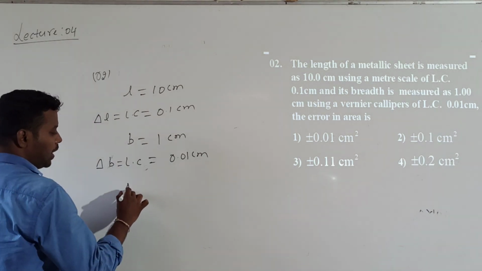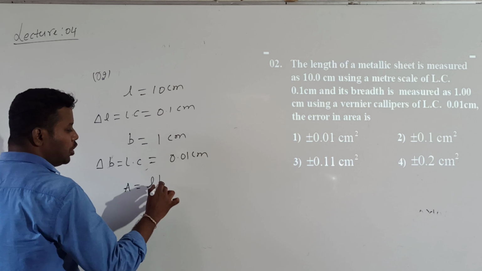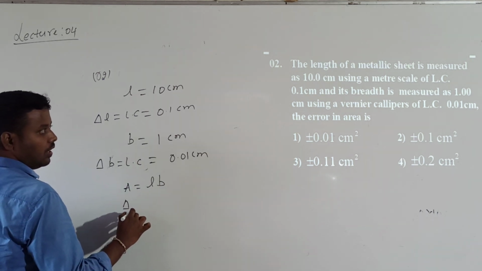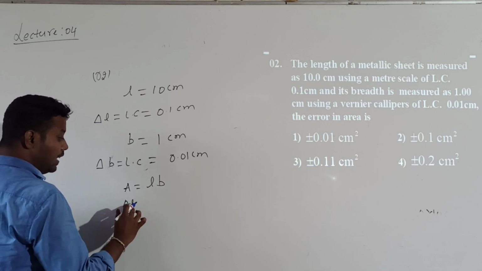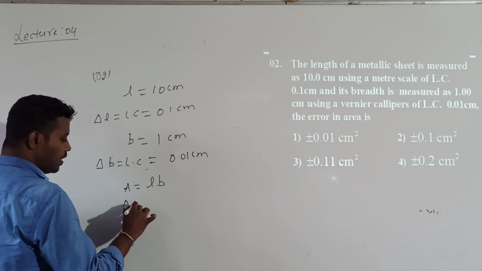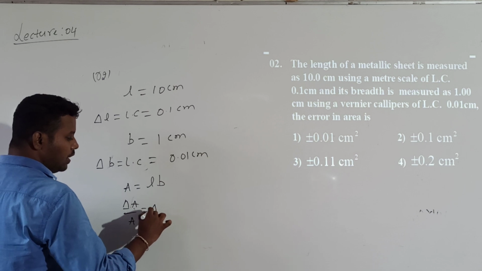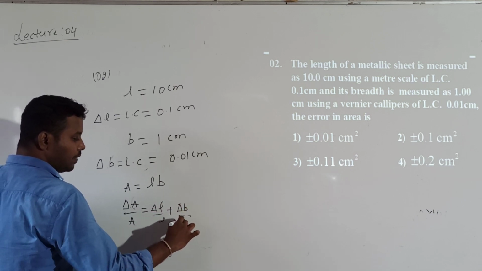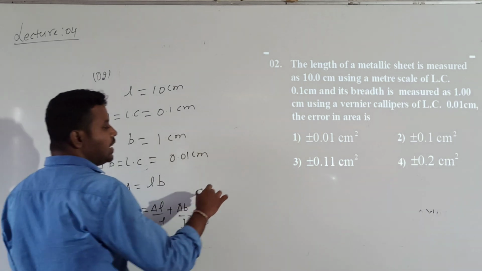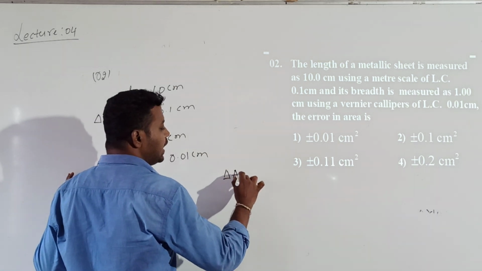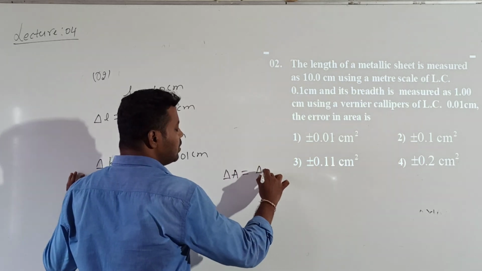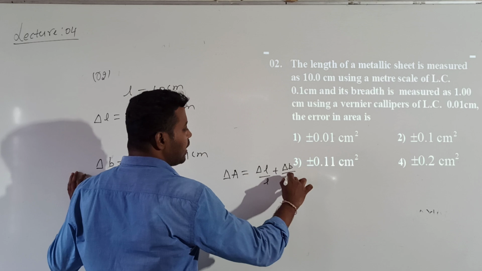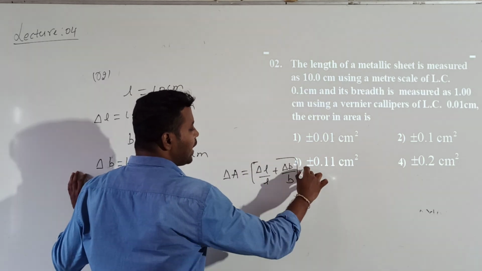So what is the area formula? A is equal to L into B. So then what I will get is delta A by A is equal to delta L by L plus delta B by B. They are not asking percentage error or relative error. They are asking only delta A. Delta A value is equal to delta L by L plus delta B by B, into A.